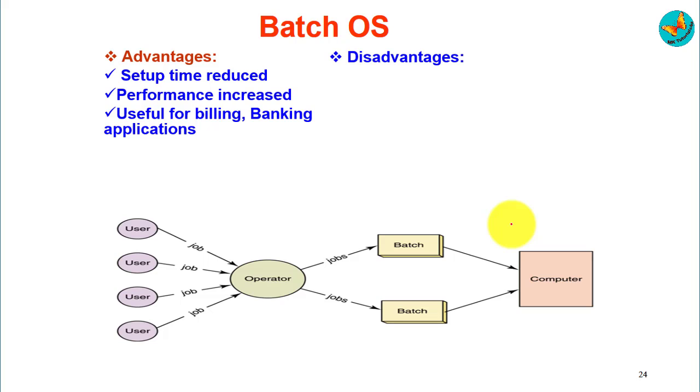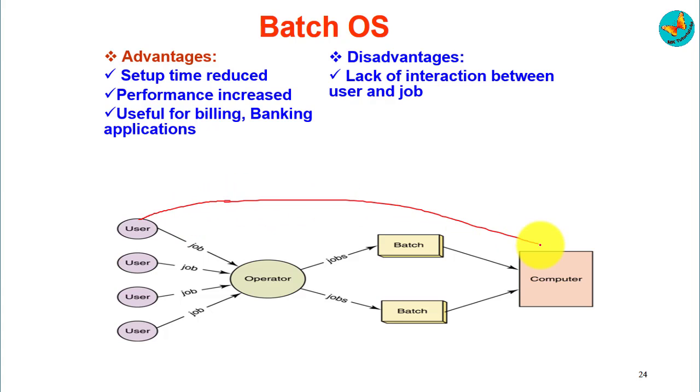Now what are the disadvantages of this batch operating system? First, as you can see, there is no direct interaction between the user and the computer. Once the user has submitted the job, suppose later he changes his mind regarding the job, he cannot make the changes. The operator will feed his job into the system, and hence direct interaction is not possible.